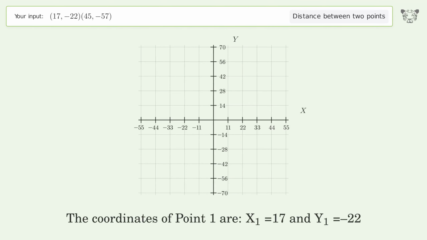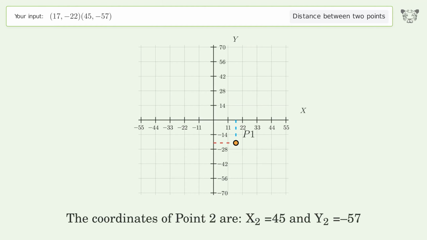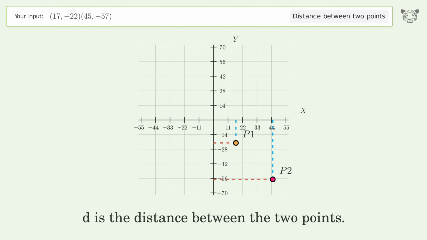The coordinates of point 1 are, x1 equals 17 and y1 equals negative 22. The coordinates of point 2 are, x2 equals 45 and y2 equals negative 57. D is the distance between the 2 points.